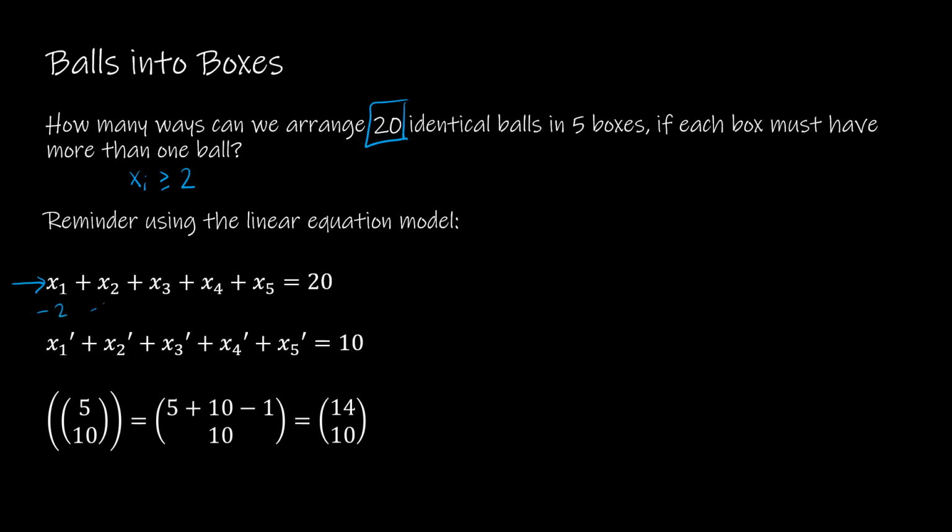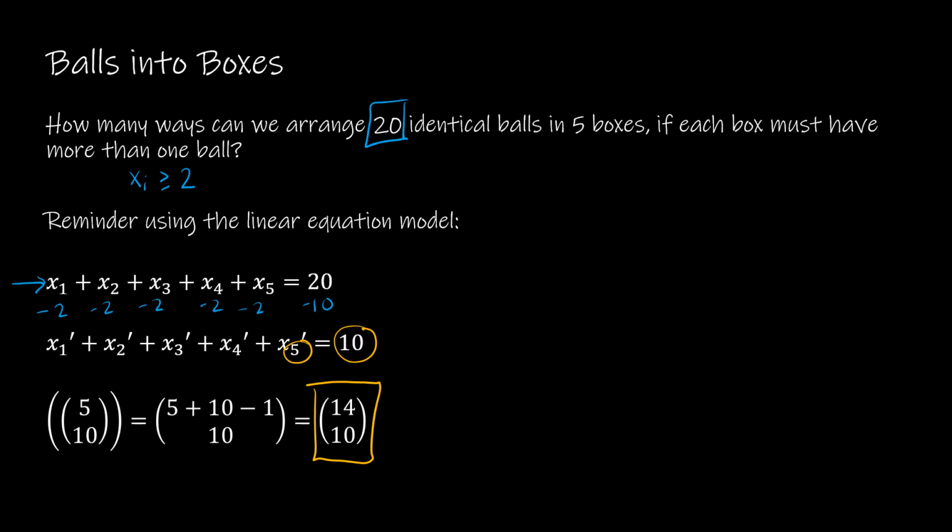So I would subtract 2 from each, which means I'm actually subtracting 10 from the right. That gives me my new linear equation, x1 prime plus x2 prime and so on is equal to 10. Using the combinations with repetition model, that gives me 5 plus 10 minus 1 choose 10, which is 14 choose 10. This is my correct solution.